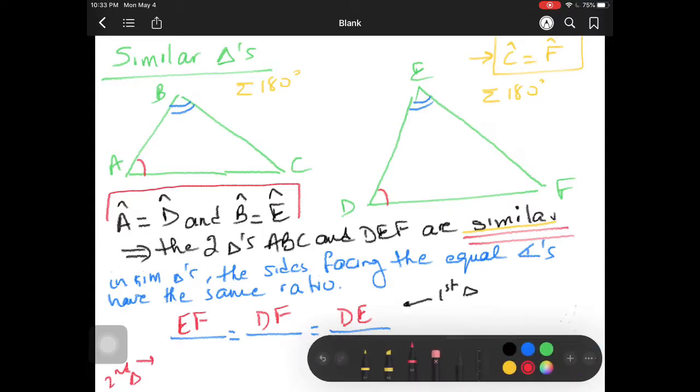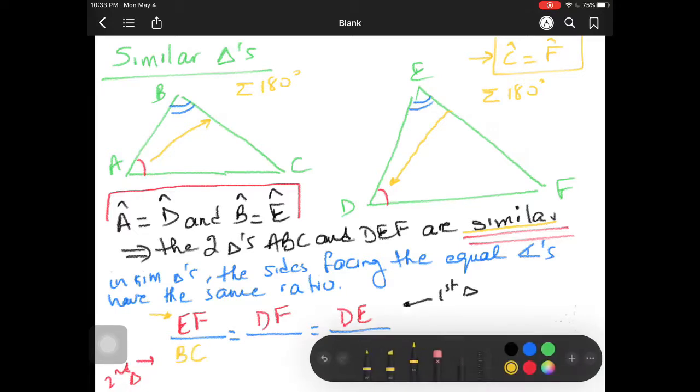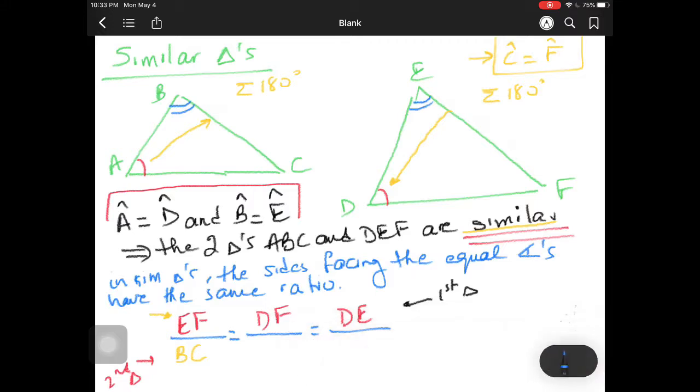What you do is the following. Because you wrote EF at first, you go to EF and you ask yourself, which angle faces EF? It's angle D. Which angle equals to angle D in the other triangle? It's angle A. Which side faces A? This is BC.